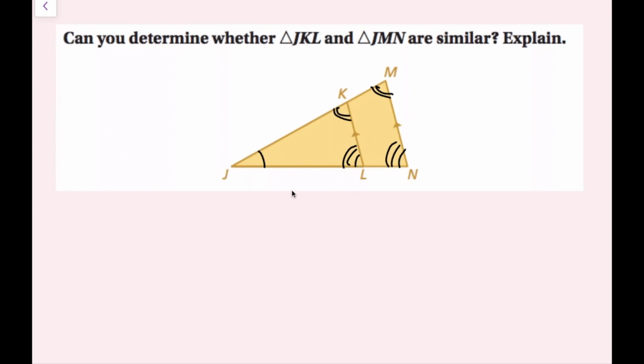So anyway, we know that these are similar because we've proved that there's at least two pairs of corresponding angles, which means the third pair is going to be corresponding. So they are similar. And now we're done.